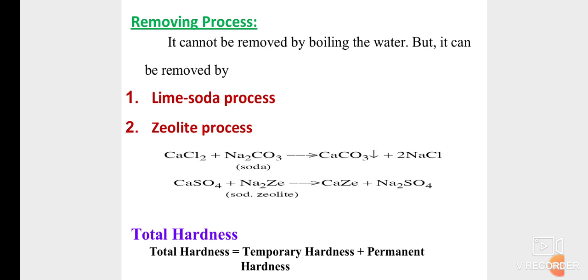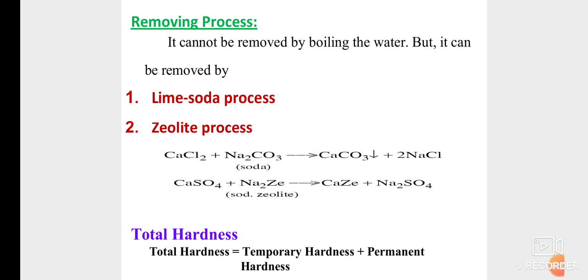What is the meaning of permanent hardness producing salt? The calcium and magnesium react with sulfate and chloride salts. Sulfate and chloride salts react with calcium and magnesium to form calcium chloride, calcium sulfate, then magnesium chloride, magnesium sulfate. So these four salts do not contain any carbonate salt. So these salts are called non-carbonate hardness or non-alkaline hardness.